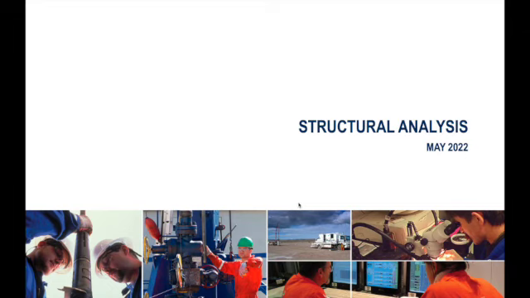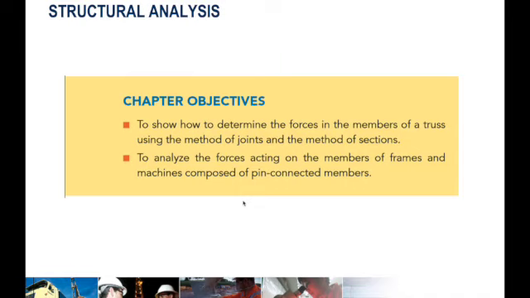So our next topic would be about structural analysis. Our chapter objectives are to determine forces in members of a truss using two methods, the method of joints and the method of sections. For this lesson we will just be covering the method of joints, and the next lesson would be about the method of sections. Also, to analyze forces acting on the members of frames and machines composed of pin connected members.